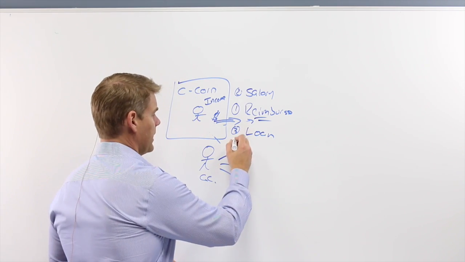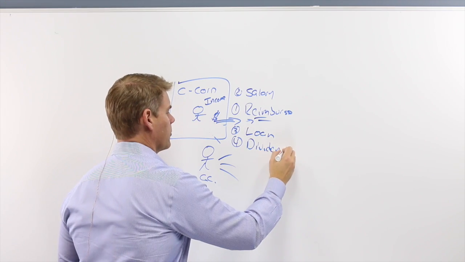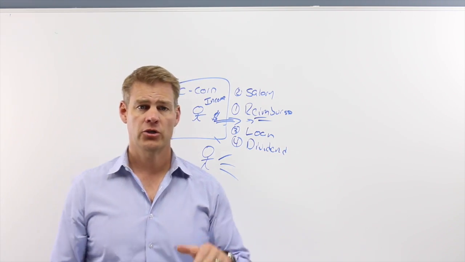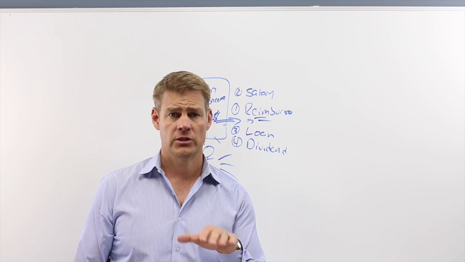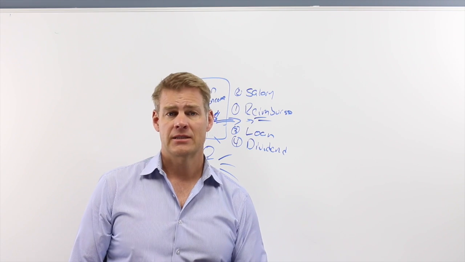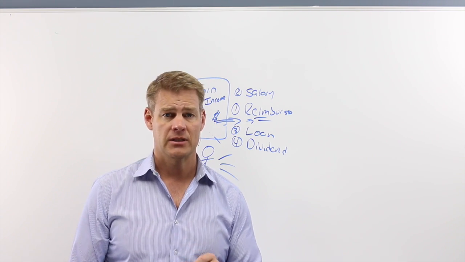Another way you can pull money out is through a dividend. Now, with a C corporation, I do not recommend you pay dividends out, because with a C corporation, you're going to be taxed once at the C corporation's tax bracket on your profits. Then when you pay out a dividend, you'll be taxed again. So I'd be very careful on whether or not you ever pay dividends out of this business.